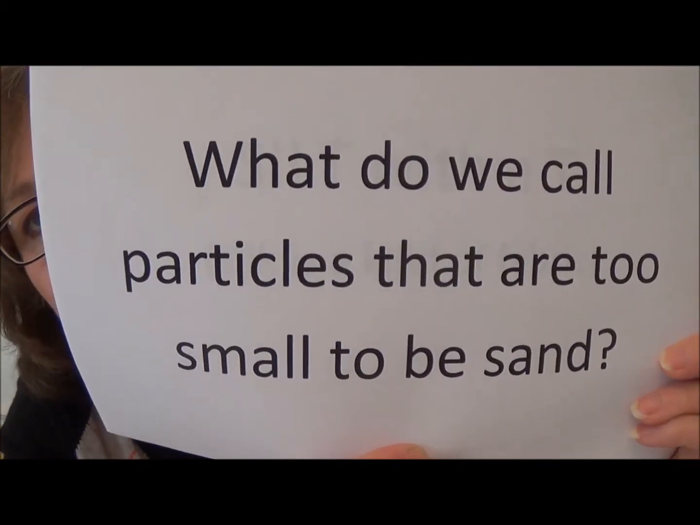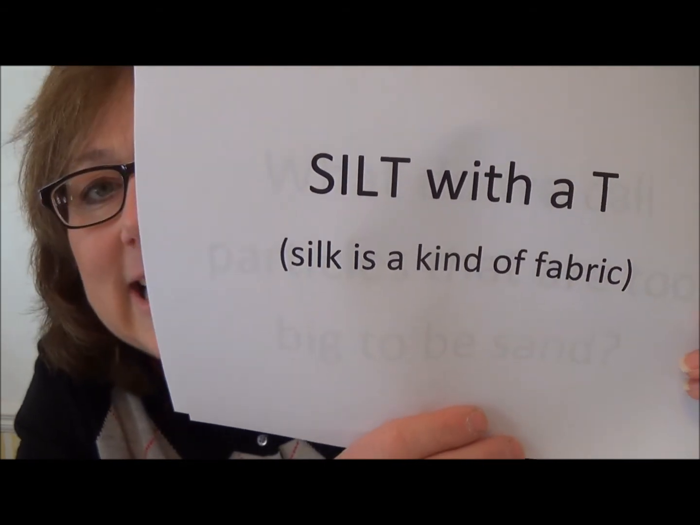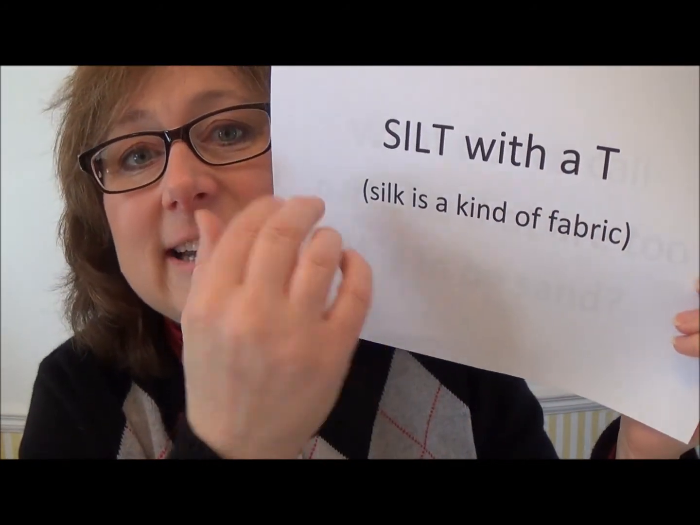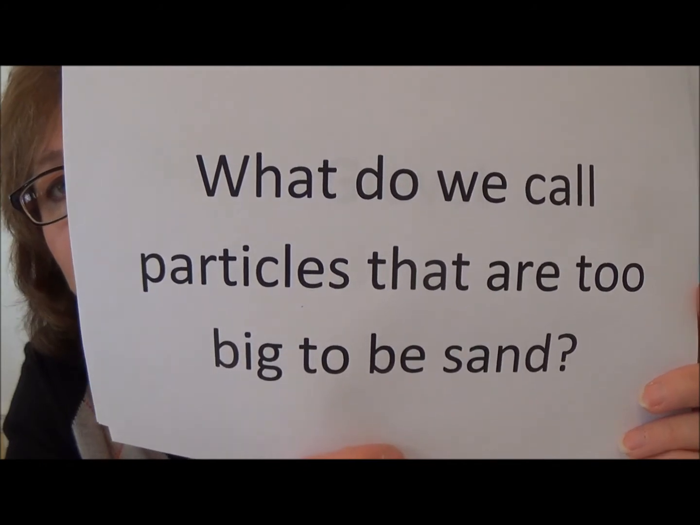Well, what do we call particles that are too small to be called sand? If they're too small and they're so very fine and tiny, we call that silt with a T. If we have silk with a K, that's a fabric that we wear. So when it's tiny, tiny particles, we say that's silt. Good job. I know you're getting these right. If it's too big to be called sand and the particles are bigger than 2 millimeters, what do we call them? What do we call particles that are too big to be sand? I think so many of you know this one. You are right. Gravel. Ding, ding, ding, ding, ding.